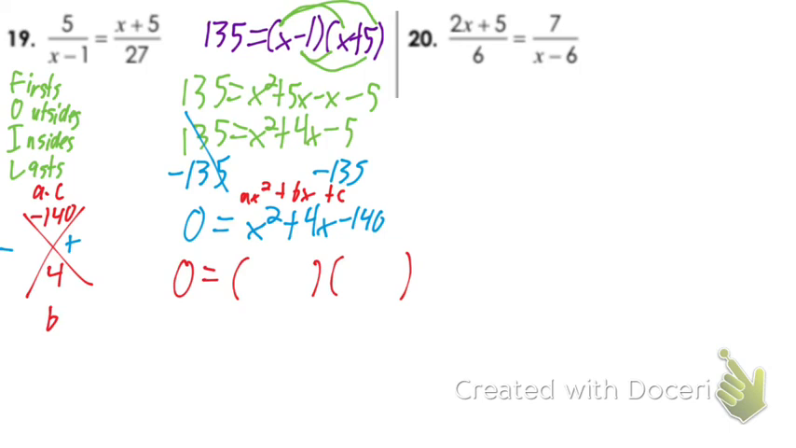Now, which one's going to be negative, Kelly? 10. Because negative 10 plus 14 gets 4. Negative 10 times 14 gives us negative 140.